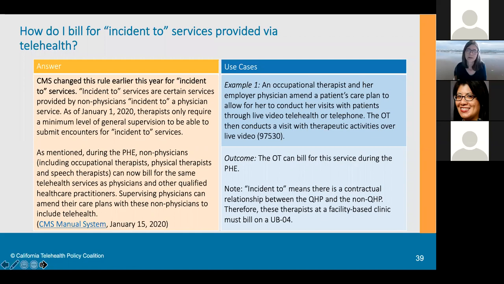So just understand what an Incident 2 is. I know it's a hard concept, but it just means who hired that person. Did the medical center hire the person, or did the physician group hire the person? And whoever hired that person and pays their salary gets to bill for their services. That's it. Next slide.